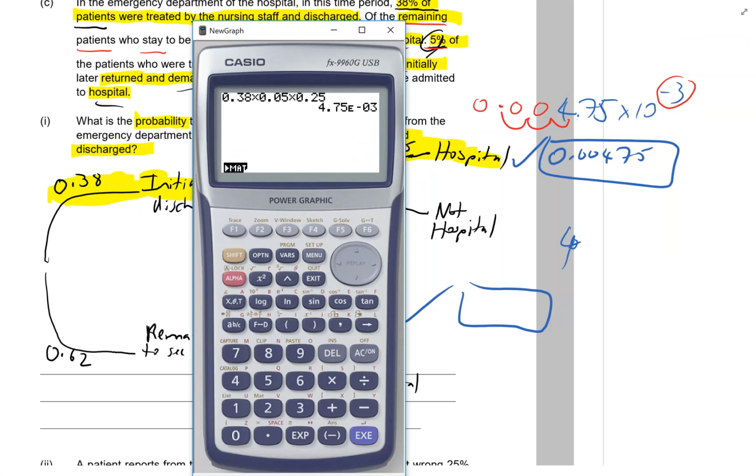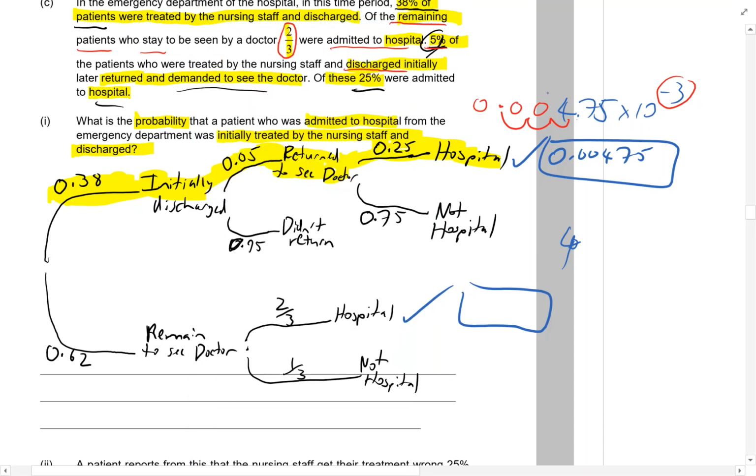Another way to think of it is the number at the end, which is a -3, that's how many zeros there will be at the start. So if you include the 0 before the point, that's 3 zeros, isn't it? So that's what that number is. So it's not likely, is it? If they're initially discharged, not likely they end up in hospital.